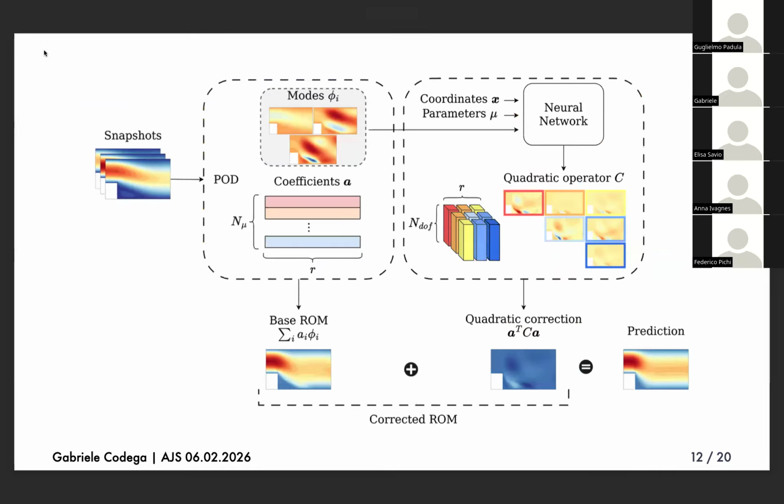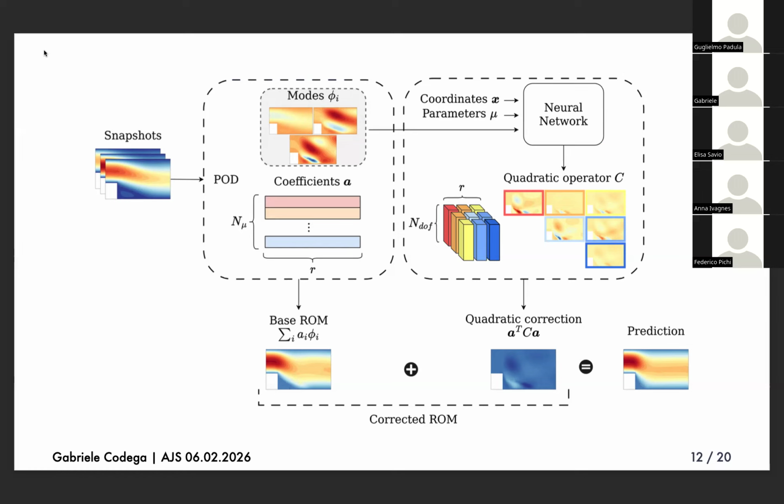But before doing that, let's go back to the original diagram. Hopefully now this makes more sense to you. This is basically the workflow, right? So you start with data. These are actual snapshots from CFD simulations. You take those, you do proper orthogonal decomposition, you get the modes.